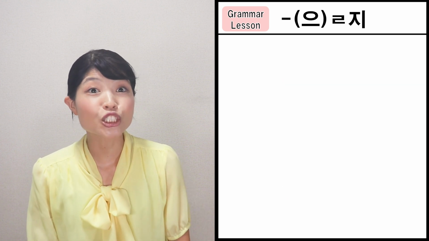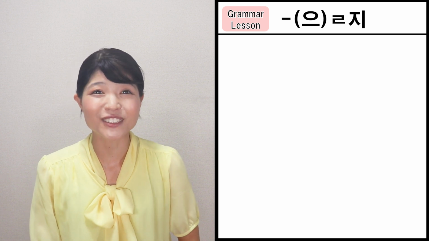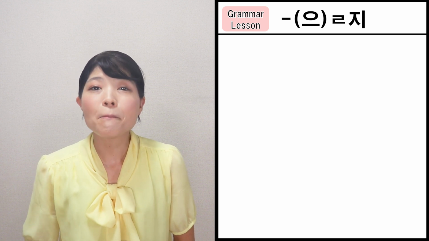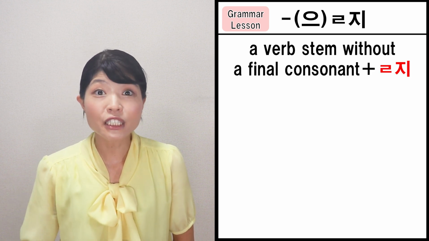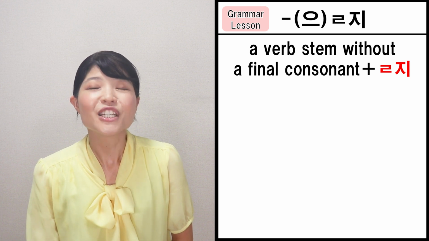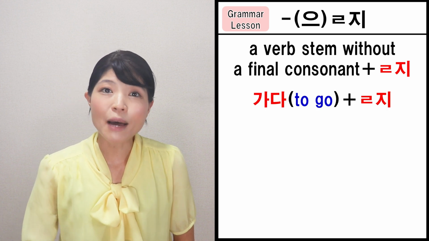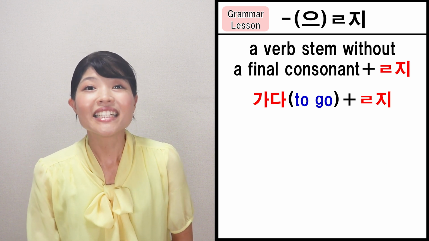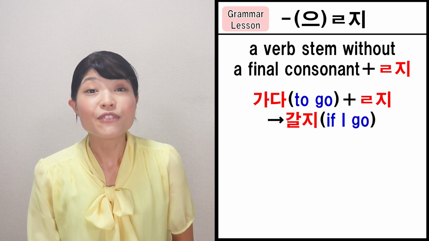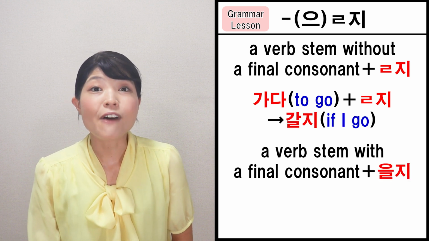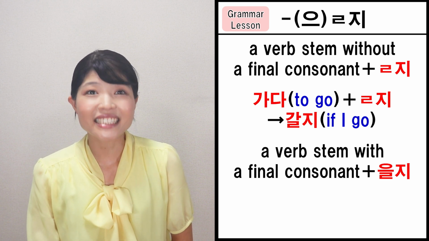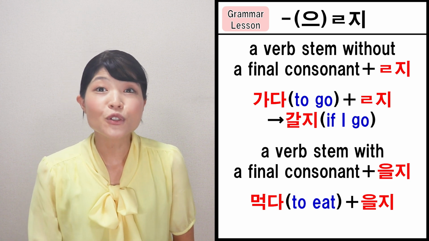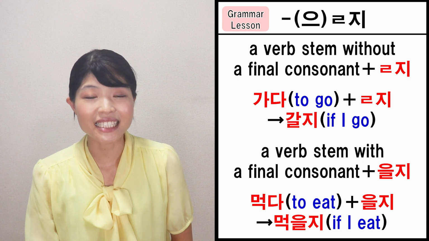Then let's look at its conjugation to verbs, adjectives, and nouns. First of all, conjugations are the same for verbs and adjectives. So we are mainly looking at verbs for now. If a verb stem does not have a final consonant, you add 리을지. For example, 가다, to go, does not have a final consonant. So you add 리을지 to make 갈지, if I go. If a verb stem has a final consonant, you add 을지. For example, 먹다, to eat, has a final consonant. So you add 을지 to make 먹을지, if I eat.